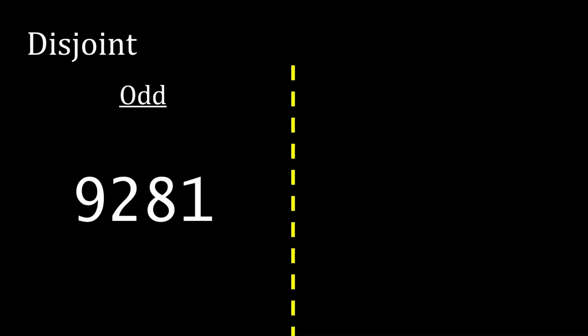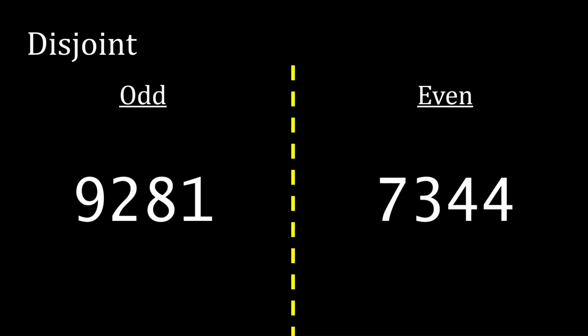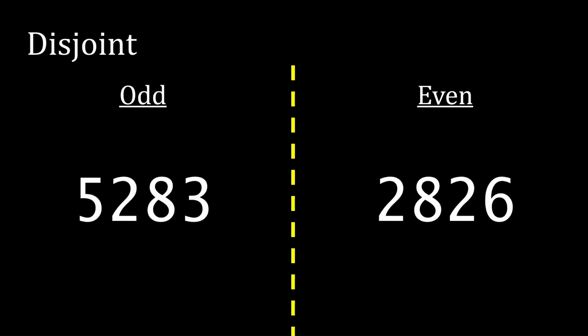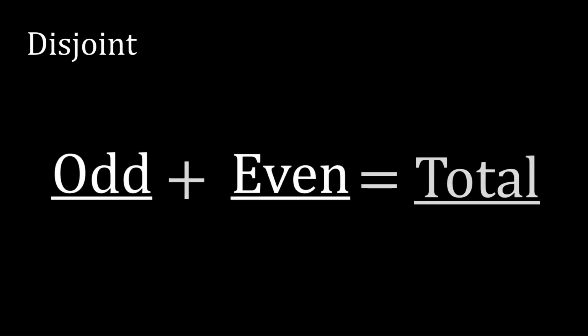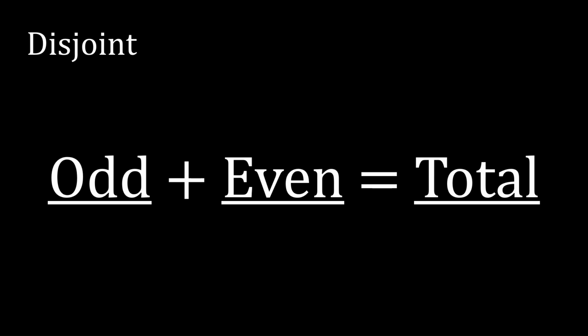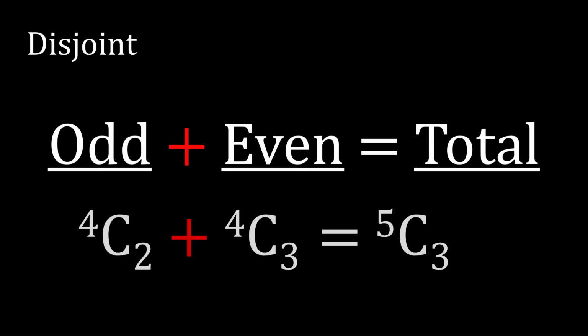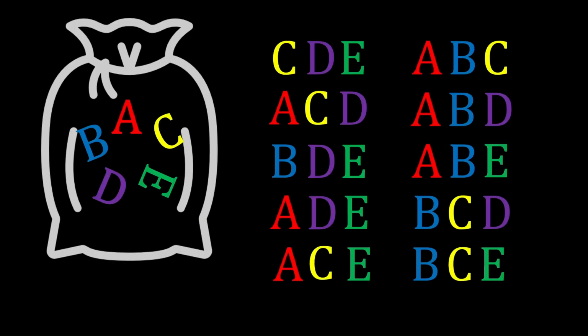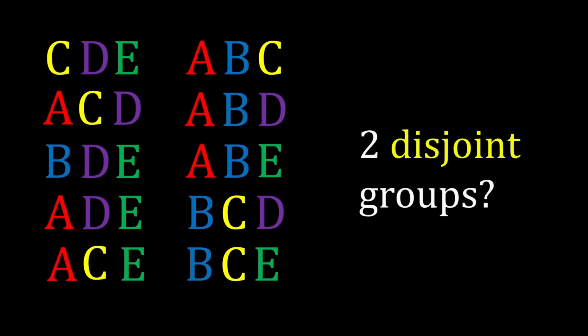For instance, if I want to figure out the number of ways to make a 4-digit PIN code with numbers from 0 to 9, the two disjoint groups I might consider making would be the odd PIN codes and the even PIN codes. These two groups will have no overlap with one another, and when we add odd and even together, we will get the total number of ways to make that 4-digit PIN code. Now that we understand the role of the plus sign in our formula, how exactly can we apply it to this set? How can we split this set into two disjoint groups? Pause the video for a second here and try to figure it out.